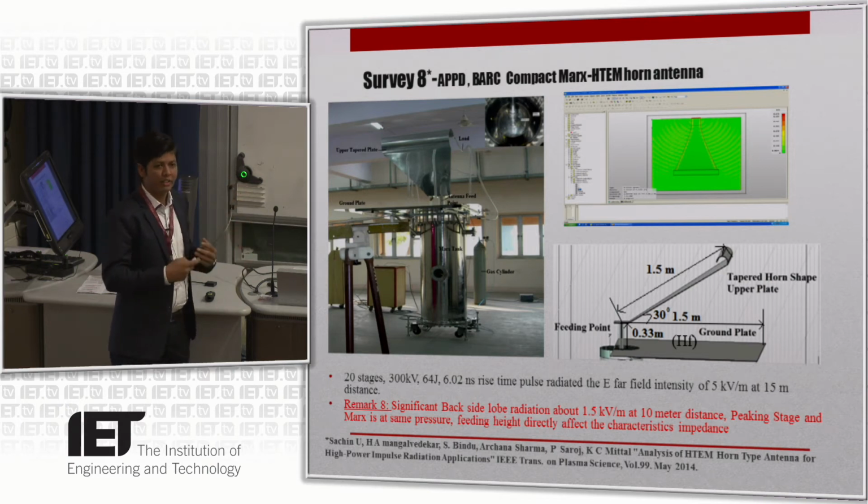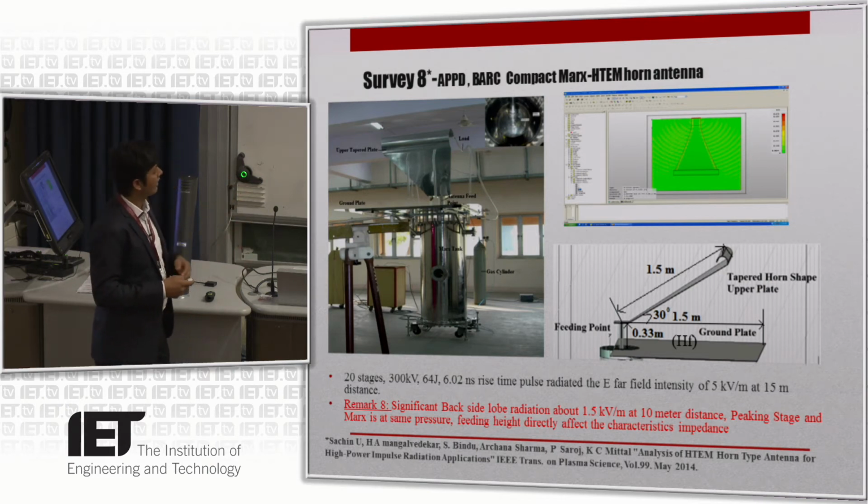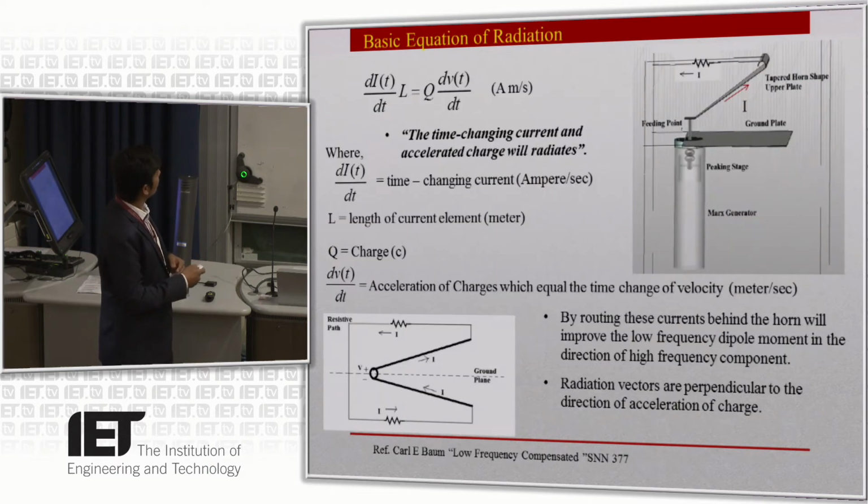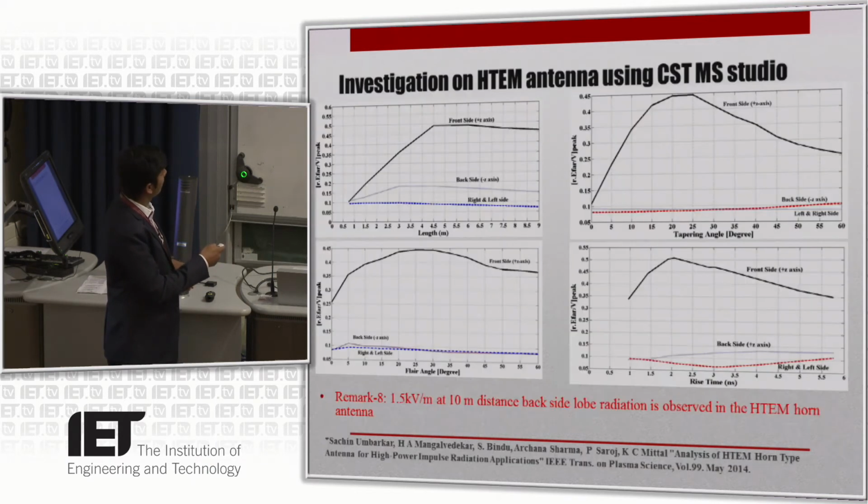So we started work and went through so many articles written by William Pathurst and Carl Baum. So these are Carl Baum's notes on low frequency comparative systems, and these are feeding back to the resistive load. Because of this direction of the current, we will cancel out the backside radiations, and these are some mathematics work over here.